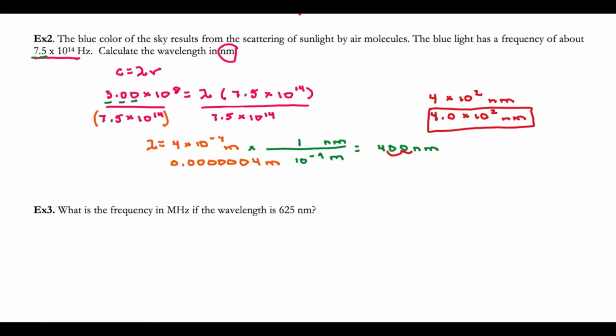Okay, let's look at the next problem. It asks, what is the frequency in megahertz if the wavelength is 625 nanometers? Okay, so here's my formula again. Now keep in mind, my wavelength right now is in nanometers. I cannot plug in nanometers to this formula. I have to be in meters. So the first thing I need to do is get myself out of nanometers and get myself into meters.